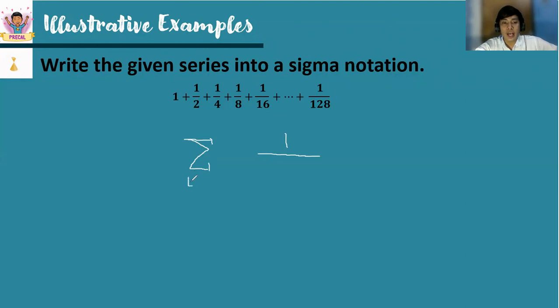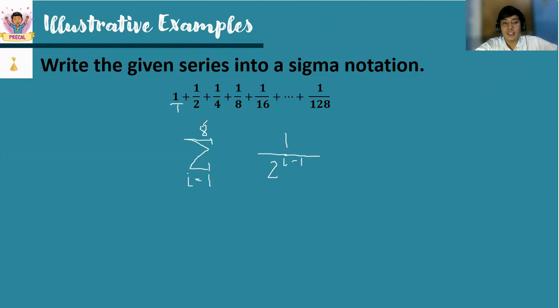So if we start with I equal to 1, then the upper boundary will be 8. But how do we represent the formula? Notice that 1 could be 1 over 1, but every term in the denominator has a common base, which is 2 raised to I. And then we have to subtract 1. So the correct answer is the summation of 1 over 2 raised to I minus 1 from I is equal to 1 to 8.